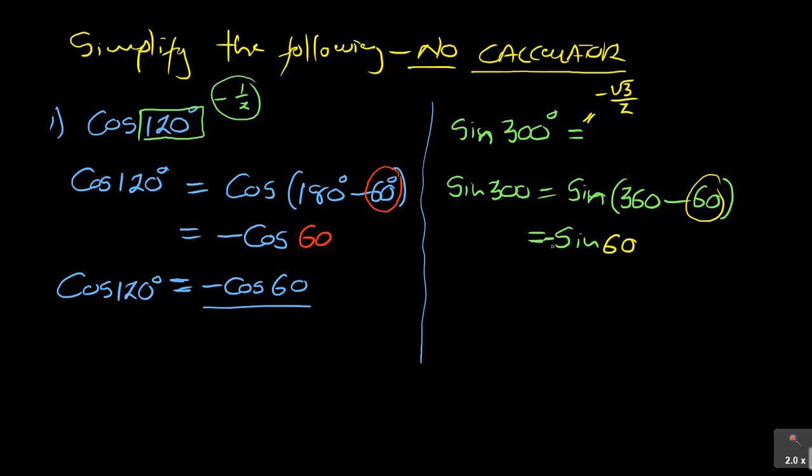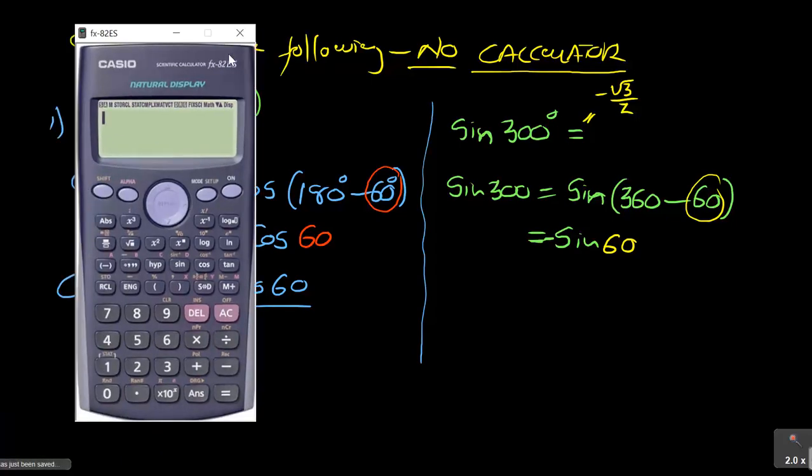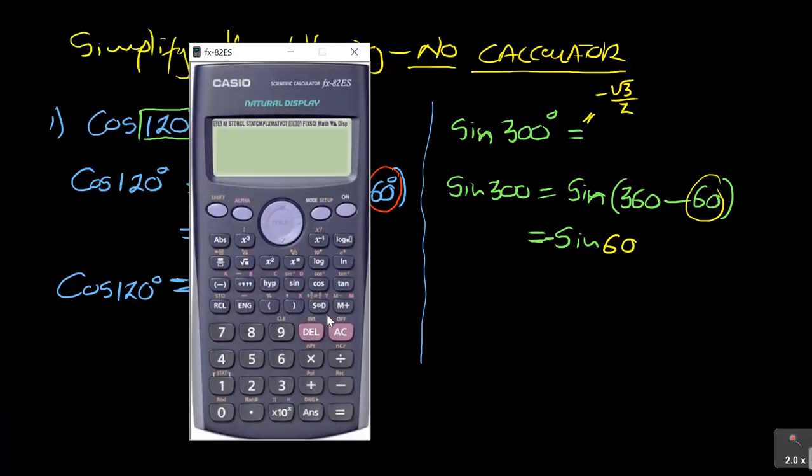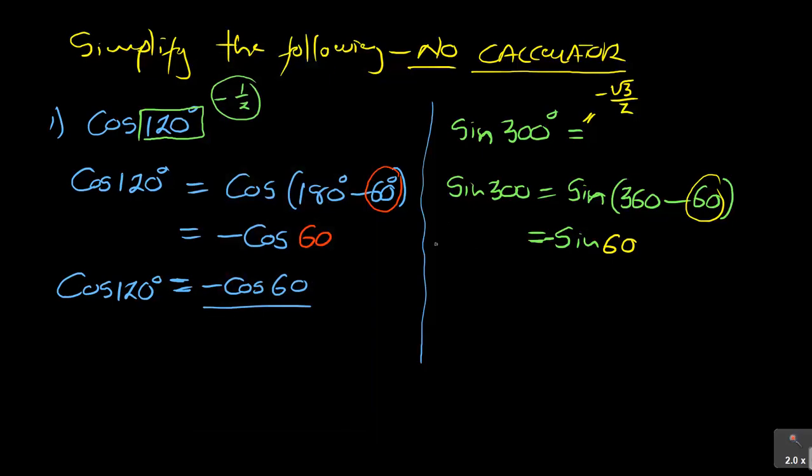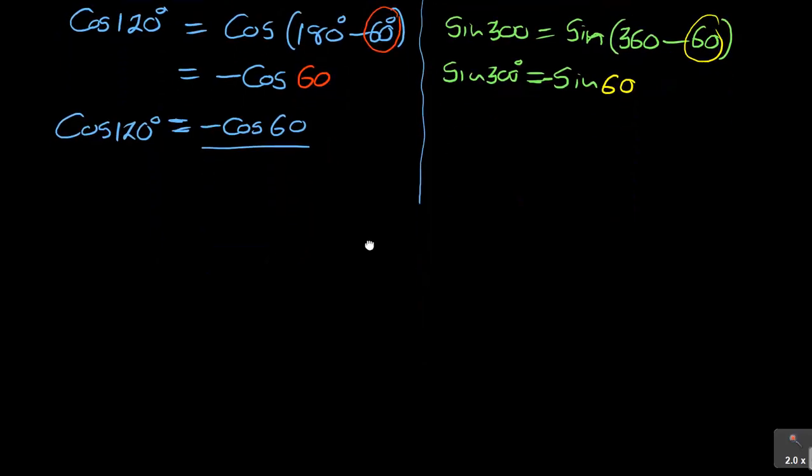So now if you use a calculator to test your answer, you are going to check sine 300 and negative sine 60, and then you check what answer you get. You see, you are getting negative root 3 over 2, which is still the same answer that we got. So which means you have reduced sine 300 degrees to negative sine 60. This is what we mean when we say use the reduction rule to simplify that.